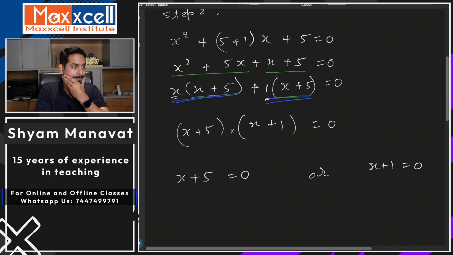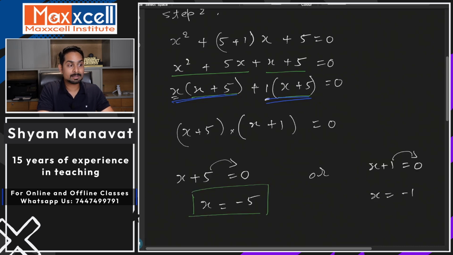So with this, what do you get? x equals minus 5 when you take 5 to this side, and with this you get x equals minus 1 when you take plus 1 to the other side, and you got the values of x. That's how you solved the equation. This is the solution of the quadratic equation. They are zeros of the quadratic polynomial. They are roots of the quadratic equation.